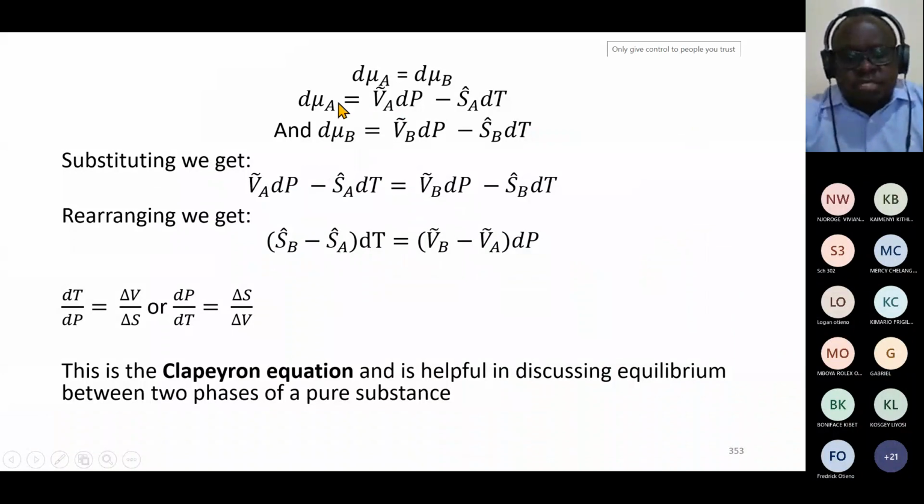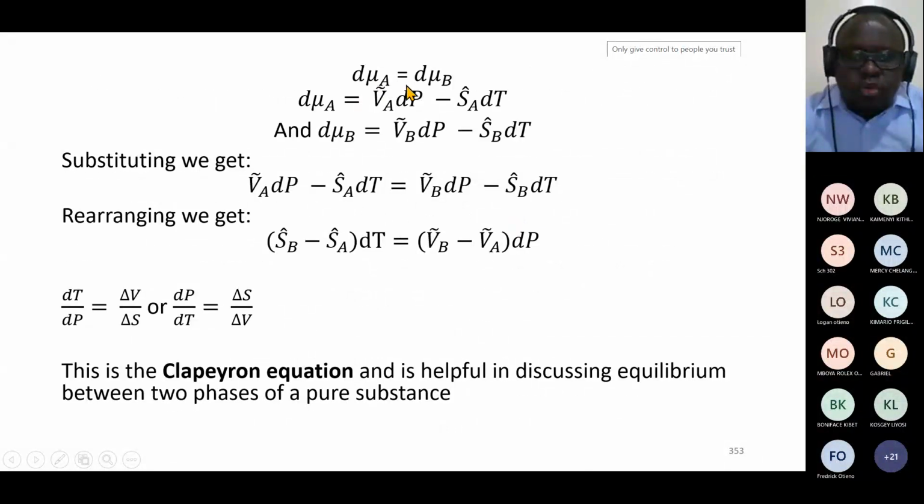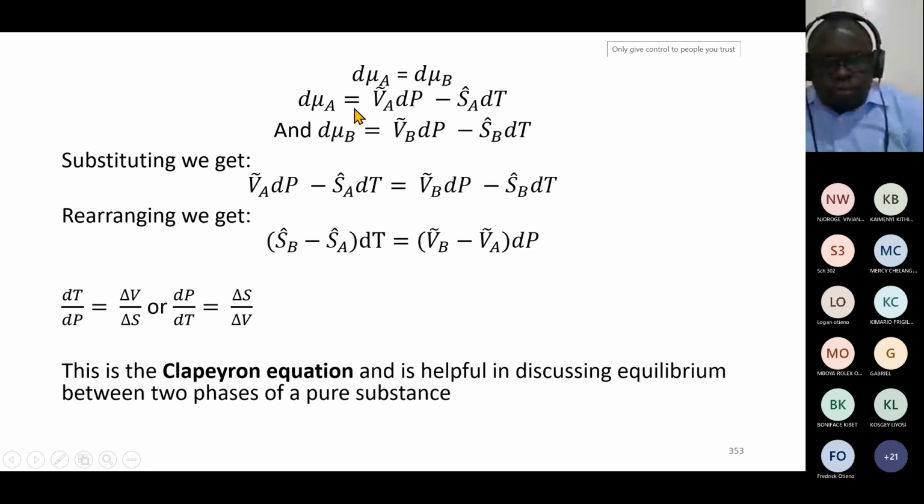So when you subtract these two equations, of course, mu A and mu B cancel out. So you end up with d mu A equals d mu B. But we have defined d mu as V dP minus S dT. So d mu A equals VA dP minus SA dT.